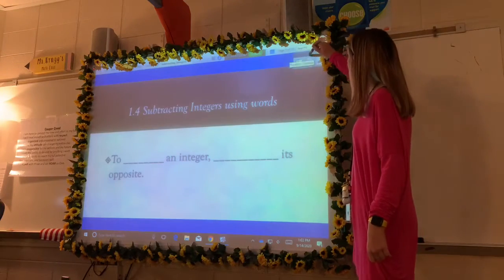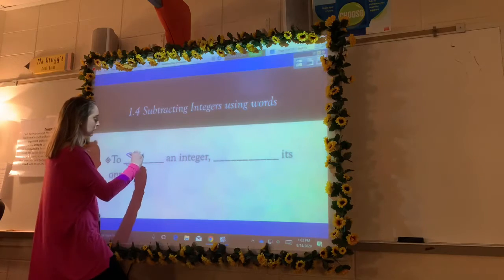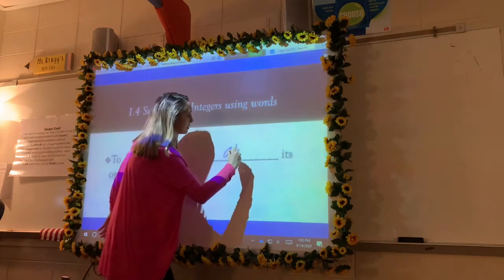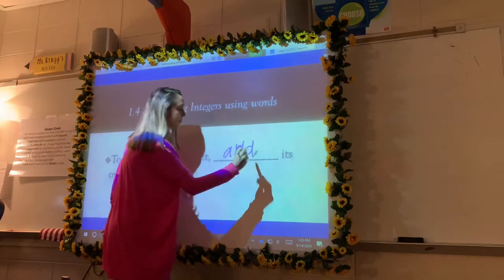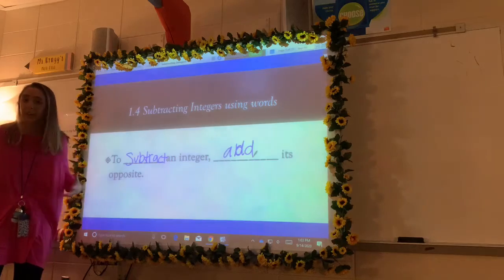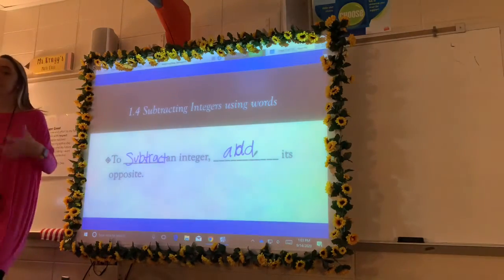All right, so to subtract an integer, you add its opposite. We know what opposites are, right? Opposite of daytime would be nighttime. Opposite of inside would be outside.